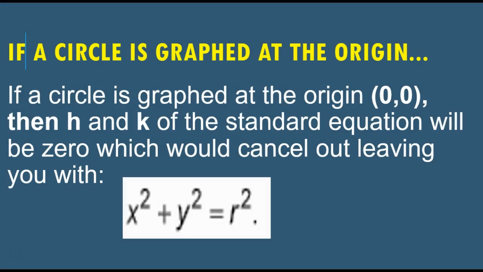If a circle is graphed at the origin, which means your (a, b), or (h, k), sometimes you see it in different variables, are 0, 0, that would give you something simpler like this, because anything minus 0 is itself. So that's the equation of a circle with the center at the origin.